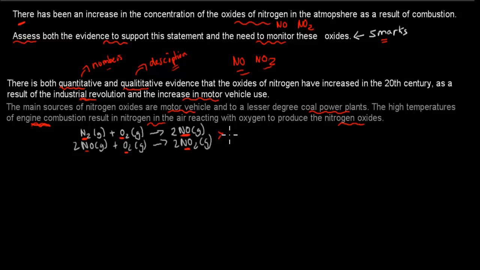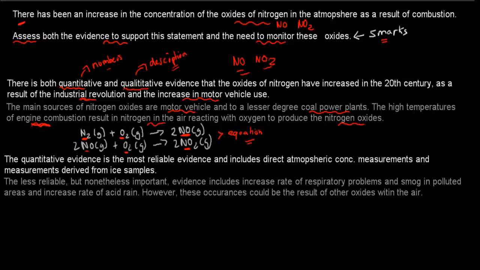And these equations are important because, especially for a 5-mark question, it's always handy to give some equations. So far I've mentioned that there's been an increase in the pollution of these different oxides and also where they can come from. Now I'll go through the actual evidence. What I wrote is, the quantitative evidence is the most reliable evidence and includes direct atmospheric concentration measurements and measurements derived from ice samples. So these were the 2 ways we have the quantitative evidence.